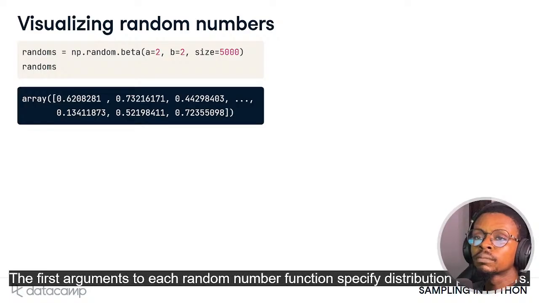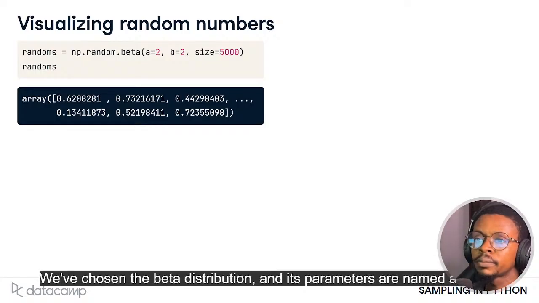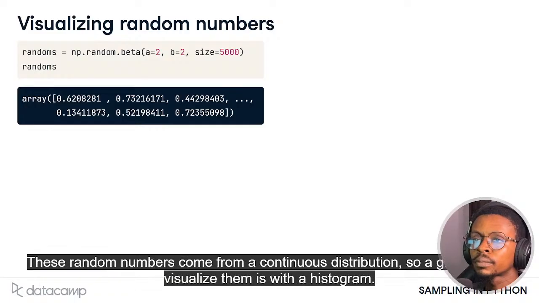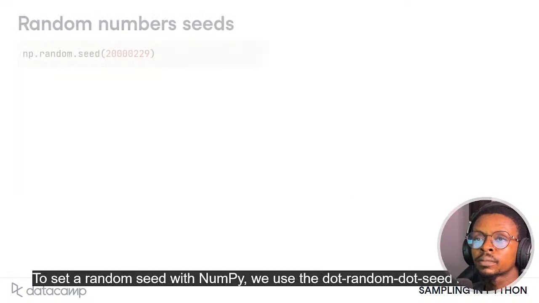The first arguments to each random number function specify distribution parameters. The size argument specifies how many numbers to generate, in this case, 5,000. We've chosen the beta distribution, and its parameters are named A and B. These random numbers come from a continuous distribution, so a great way to visualize them is with a histogram. Here, because the numbers were generated from the beta distribution, all the values are between 0 and 1.